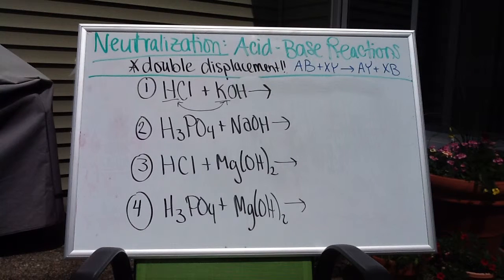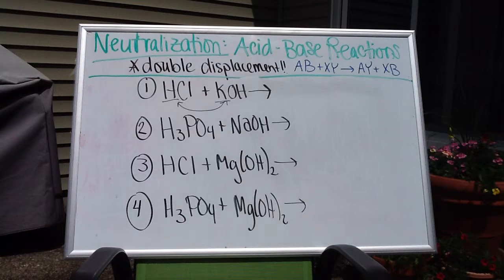Alright, so we're going to talk about neutralization reactions, which are reactions that occur between an acid and a base. And these are in fact double displacement reactions, which is something that we have done before. And they follow the general pattern AB plus XY makes AY plus XB. So we think of these as compound plus compound reactions.